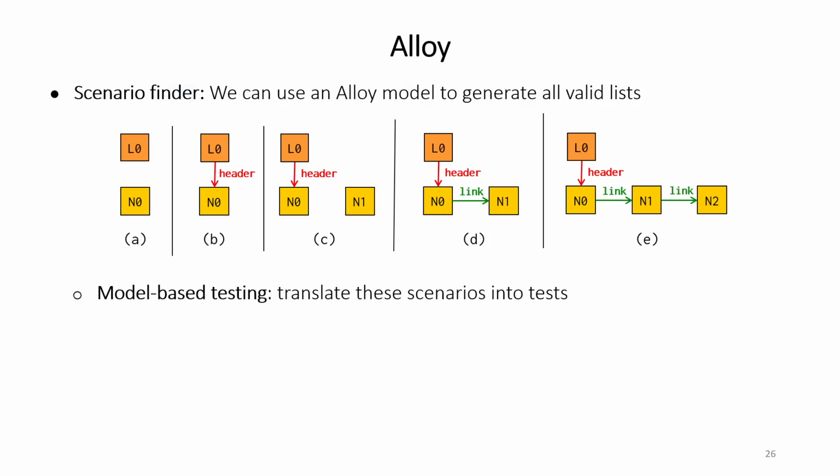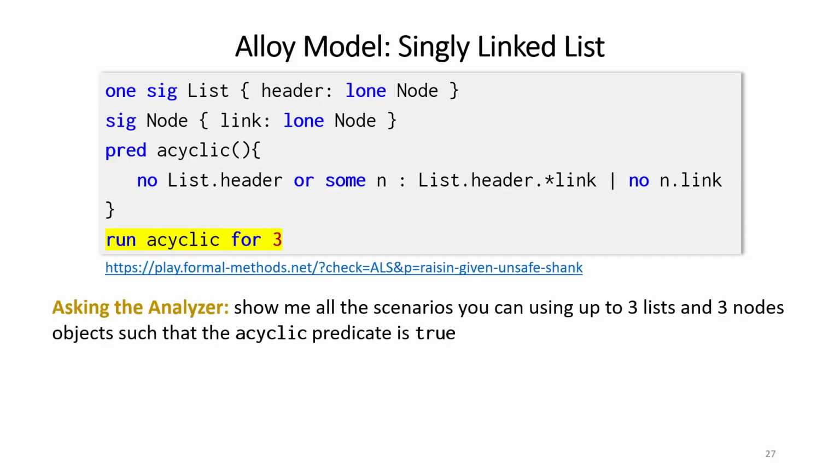Here are some other examples with those dangling nodes that we just removed with our fact. And now we could translate these nodes into test cases and then test our implementation of linked lists. So what we're actually doing here is we're asking the analyzer in this specific run command.